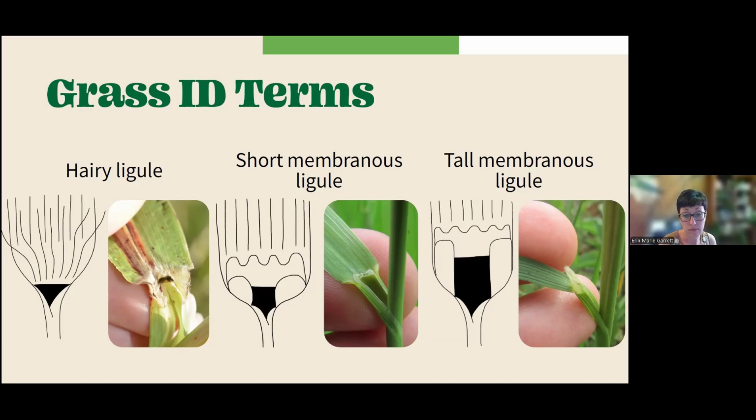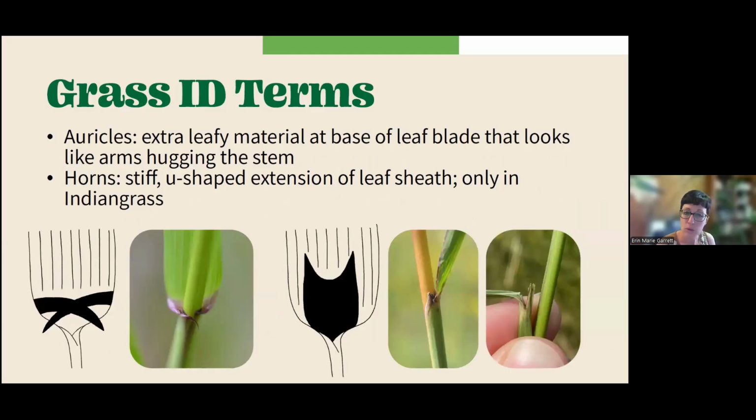Sometimes those ligules just fall away. They're not there. So keeping that in mind too with grass ID, sometimes every characteristic isn't there throughout the whole season. Okay, so we're going to look for ligules. A few other characteristics that are definitely less common, so it's kind of a win if you find one. It helps narrow down the grasses you're looking at, are things called auricles and horns.